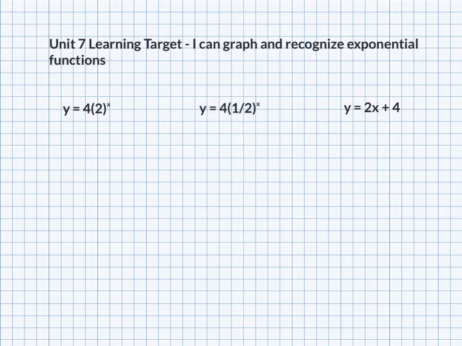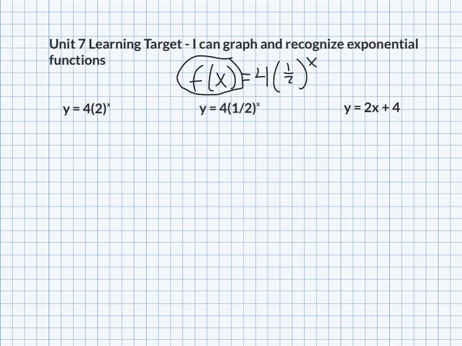Remember, the only difference between these and seeing it as a function is you might see instead something like f of x equals 4 times 1/2 to the x. So that's function notation. Okay, so right there, that means function notation. But I want you to recognize that these are all functions, even though they're not all written that way. So first thing I want you to do is think about these in terms of their table.